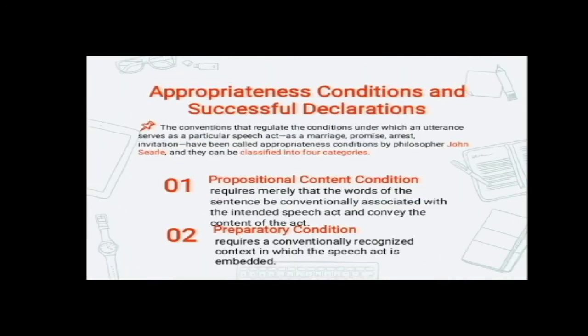Appropriateness conditions and successful declarations. A philosopher named John Searle classified it into 4 categories. The first one is the propositional content condition. It requires merely that the words of the sentence be conventionally associated with the intended speech act and convey the content of the act. Or, the participant must be able to understand the language.